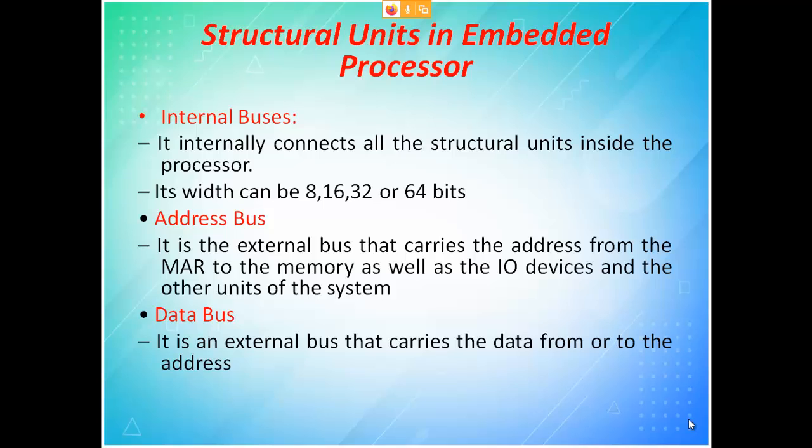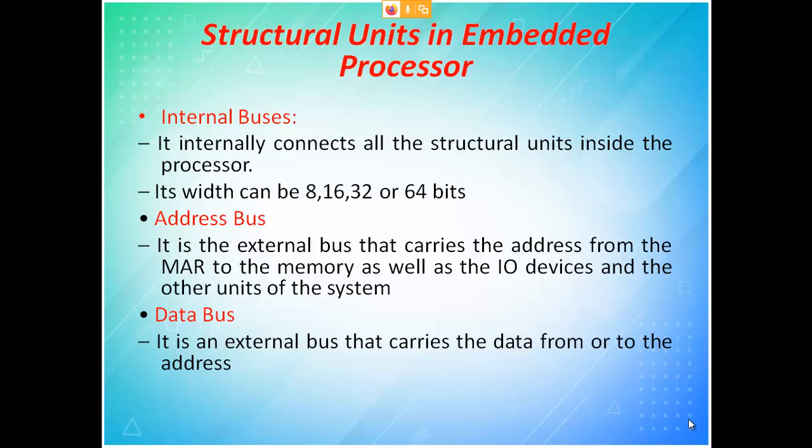If I assume 2 to the power 8, then 2 to the power 16, 2 to the power 32 and 64. That is why we are able to address more memory locations. So memory locations are addressable only by the address bus. Then comes your data bus.